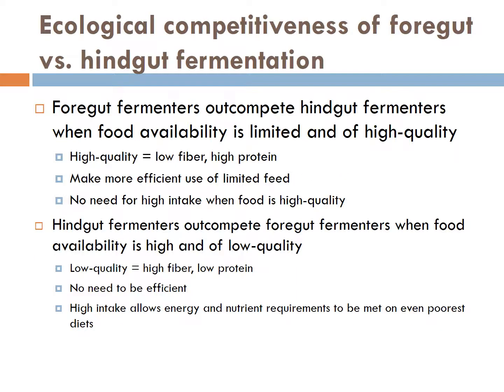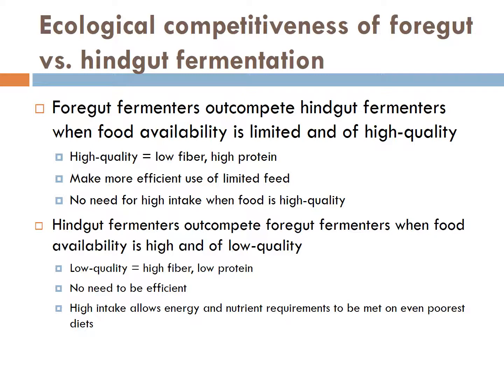As a result of these different strategies, foregut fermenters outcompete hindgut fermenters when food availability is limited and of high quality. High quality means low fiber, high protein. They make more efficient use of the limited feed, and there is no need for high intake when food is high quality. The hindgut fermenters outcompete foregut fermenters when food availability is high and of low quality. Low quality means that there's high fiber and low protein. There's no need to be efficient. High intake allows energy and nutrient requirements to be met even on the poorest diets.